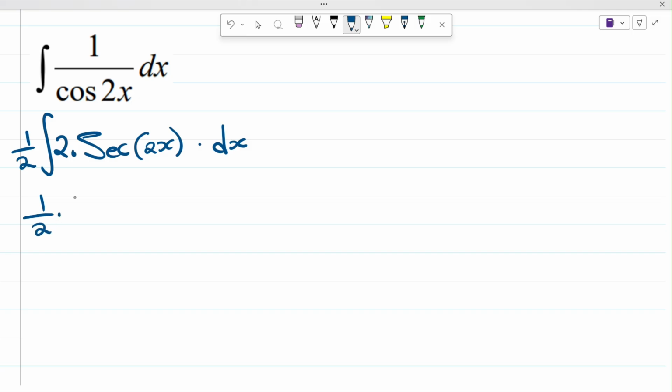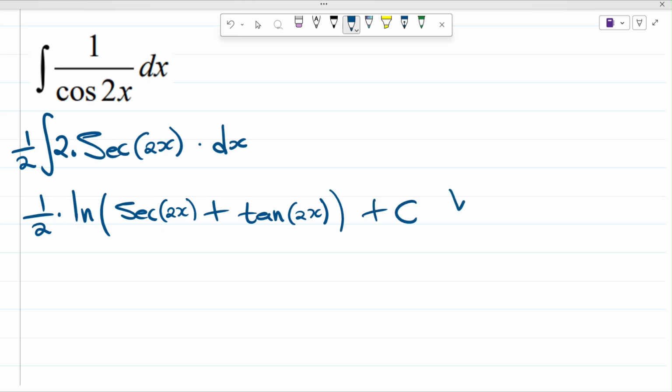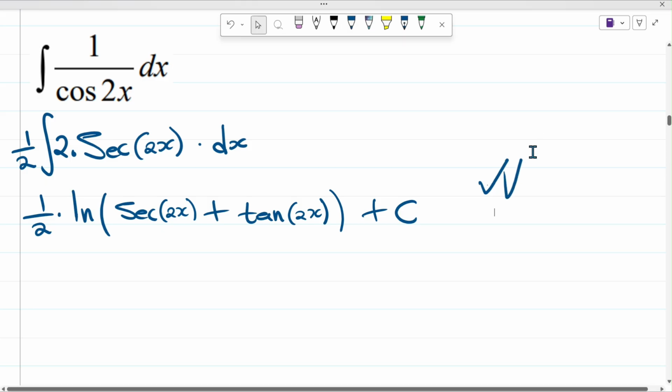You'll take this 1 over 2 to your answer, and then you say the thing that was differentiated for you to get sec, or positive sec, was ln of what? Natural log of what? Of sec of that thing, the argument, plus tan of 2x, and then plus c. Ta-da! That's your final answer there. So I hope we got the same thing, guys.